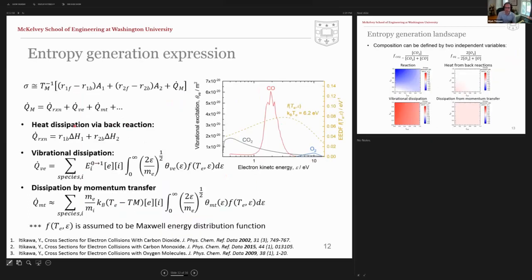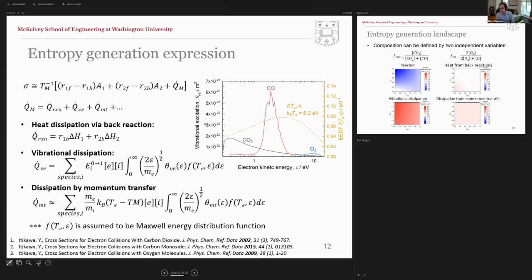So, okay, we need to calculate these heat transfer rates in terms of things that our kinetic model is giving us, which are concentrations as a function of time. And so the heat dissipation via the back reaction is straightforward. The collisional processes have the same general form. It's the energy transferred per collision multiplied by the product of the density of the species participating in the collision, multiplied by a rate constant that involves an integral of the collision cross-section over the electron energy distribution function.